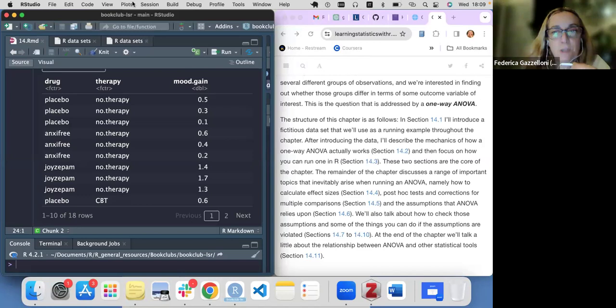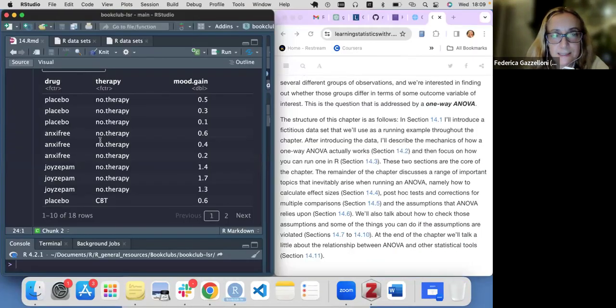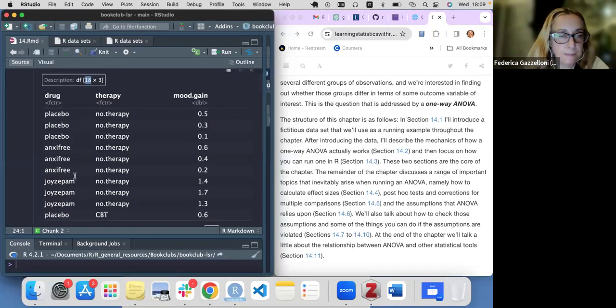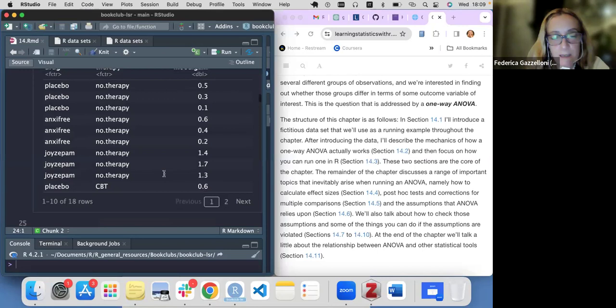But anyway, what I was saying is that we have this data set, which is not very big, but we have 18 observations. The participants are divided between three groups. One is placebo, and the other two are two types of drug. Okay, and so they want to see the effect of taking placebo, not therapy. And so they are looking at different things.